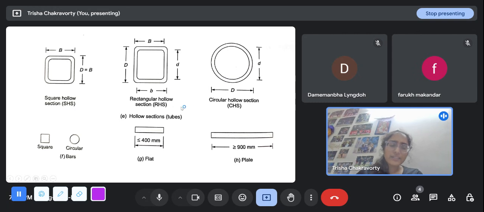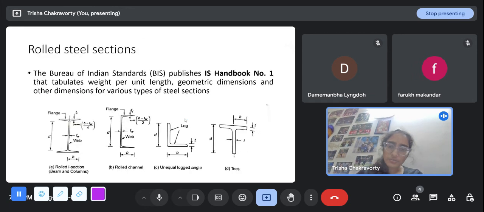But these data will always be provided to you in a question. You do not have to remember any of these dimensions and properties. You just have to have a basic idea about what this is: the horizontal part is the flange, the vertical part is the web, and you have to know what is meant by the thickness of the web and the width of the flange.